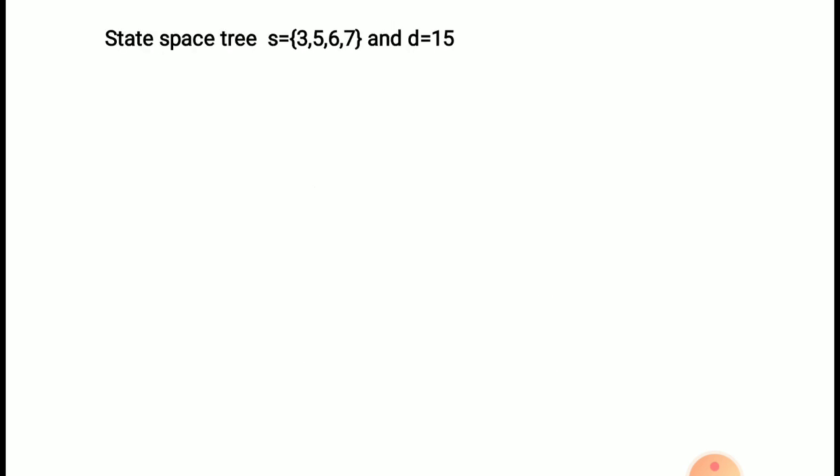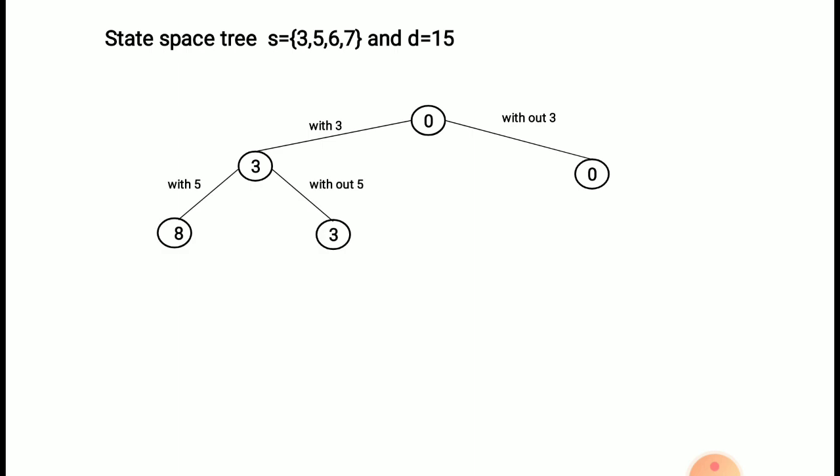Now let us write the state space diagram for the same. Initially we'll take the root node. Then we have to consider two cases: one is with the value and the other is without the value. Initially with 3 we'll get the sum as 3, and without 3 we'll get 0. Now for that sum 3, we can consider the next element as 5. With the 5 we'll get the sum as 8, without 5 the sum will be 3 only. Similarly on this side also, with 5 the sum will be 5, and without 5 the sum will be 0.